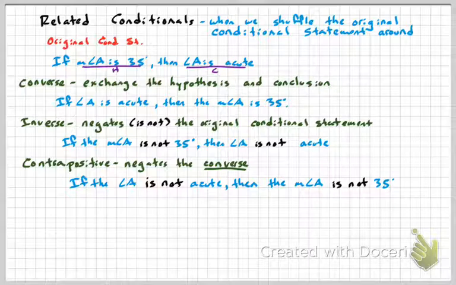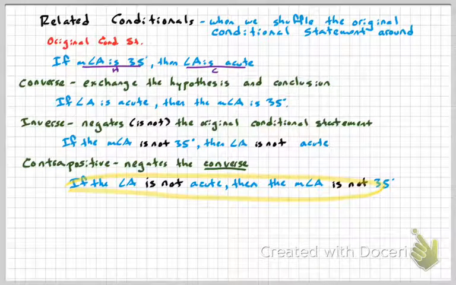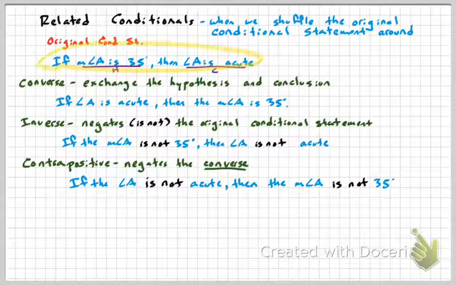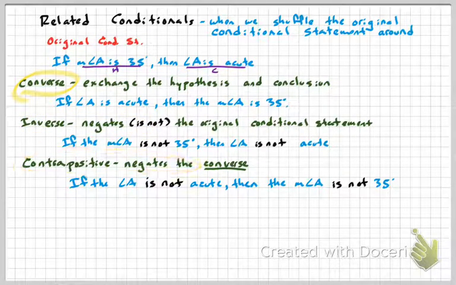Going back to our original look, right? If angle A is acute, then the measure of angle A is 35. Well, angle A could be 72. It'd still be acute, okay? So if angle A is not acute, then the measure of angle A is not 35. Well, if it's not acute, there's no way it could be 35 because 35 is less than 90. So one more time. If the original is true, then the inverse is true. If the converse is true, then the contrapositive is true, always.